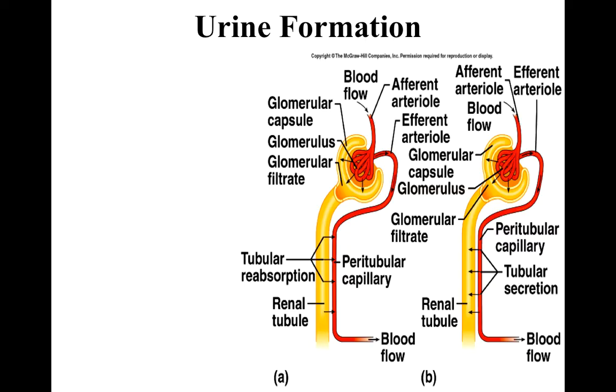Okay, so this is urinary system part 2. Urine formation. We talked a little bit about how glomerular filtration happens, and that when the blood flows into the glomerulus, it's forced out. So this material is going to move from the blood into the glomerular capsule.